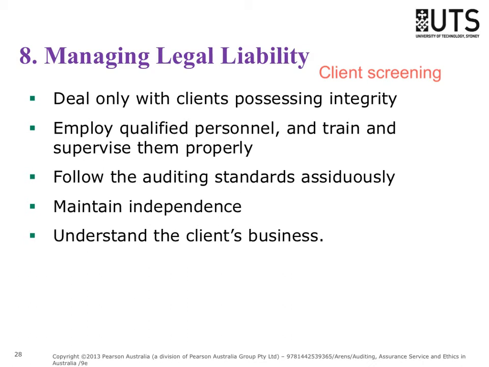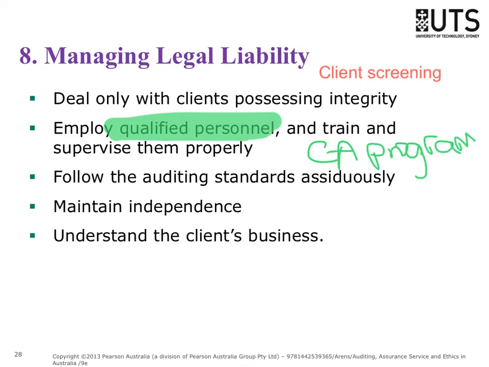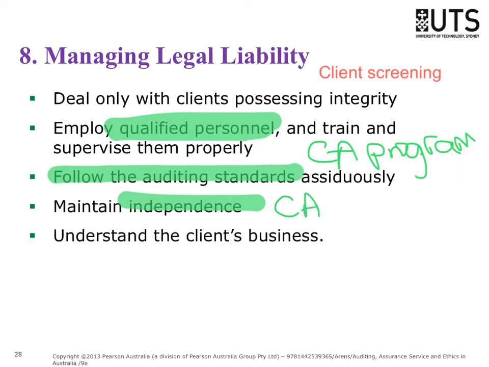There's a couple of other things that we can also do. We can make sure we have qualified personnel. That's why there's lots of rigorous training and supervising, which is why you do the CA program or the CPA program. We have to follow our auditing standards. And then we have internal peer review and external reviews to make sure that those are done correctly. Independence in conjunction with the Corporations Act of 2001.